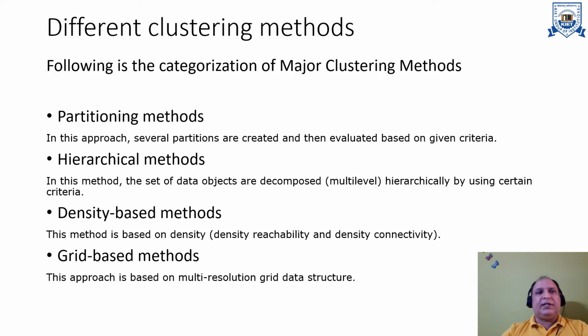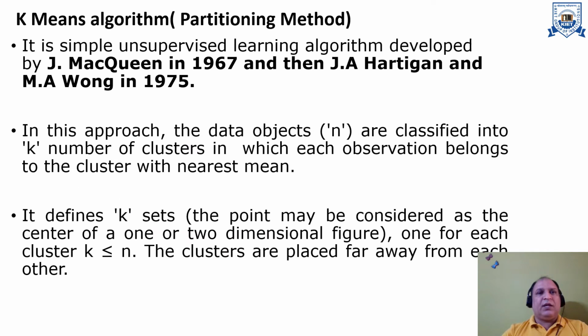If we talk about the different clustering methods, these are the different clustering methods: partitioning methods, hierarchical method, density based method, and grid based methods. But today I am going to cover the partitioning methods, and under this I will cover the K-means algorithm. The K-means algorithm was developed by McQueen, J. Hartigan, and M.A. Wong in 1975.